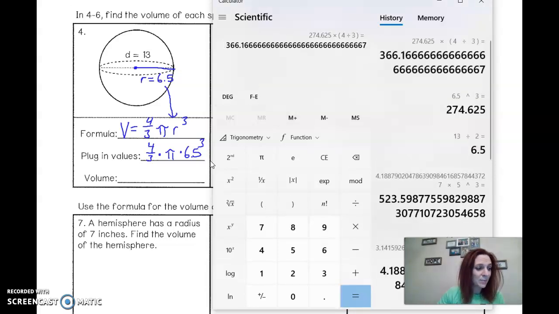Okay, and I am going to get 366.1666666 repeating. Okay, so I'm not going to write it as an approximate sign because I'm going to show you what I'm going to do here. I'm going to write 366.16 repeating. Okay, and then I'm going to multiply that by pi, and that is cubic units. Okay, so we're leaving pi in our answers here.